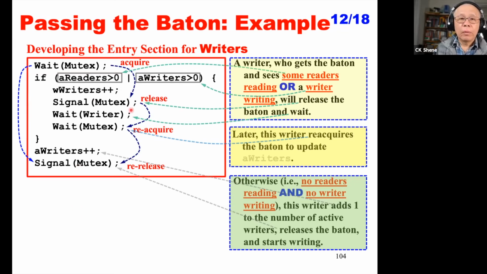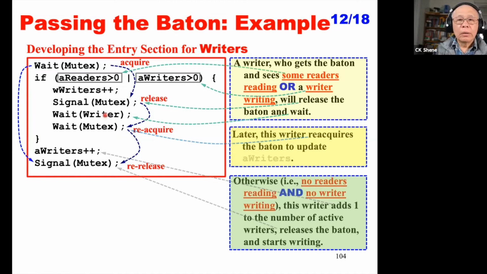If there are readers reading, this writer cannot write. Or if there is a writer writing, this writer cannot write either. So in that case, this writer must wait. So it adds one to the waiting writer count, releases the mutex, and blocks itself on the semaphore write.